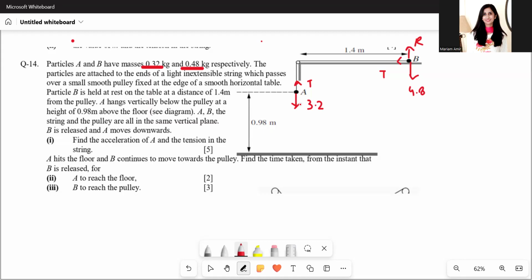The particles are attached to the ends of a light inextensible string which passes over a smooth pulley fixed at the edge of a smooth horizontal table. So no friction. Particle B is held at rest on the table at a distance of 1.4 meters from the pulley. A hangs vertically below the pulley at a height of 0.98 meters above the floor. A, B, the string, and the pulley are all in the same vertical plane. B is released and A moves downwards.